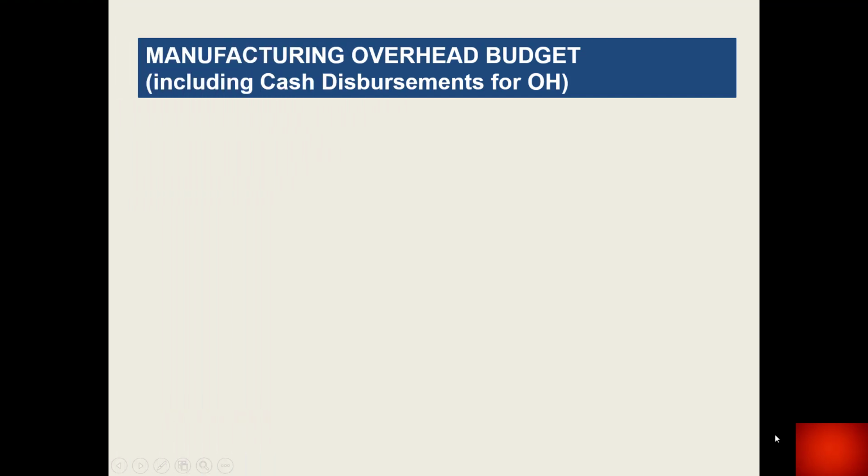Our last production cost we'll need to budget for is manufacturing overhead. We'll calculate both the total amount of overhead expected and the cash disbursements expected for manufacturing overhead.